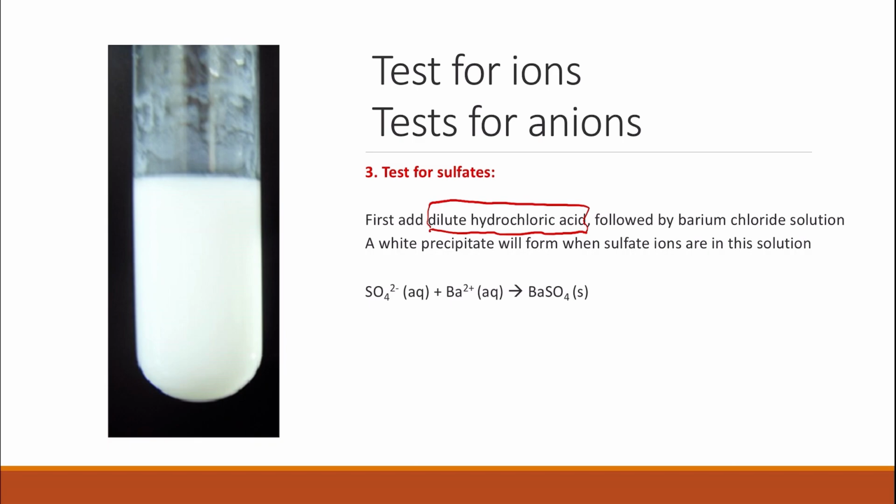So if you have any carbonate and you added barium chloride straight away without adding hydrochloric acid first, you will get a white precipitate of barium carbonate. So you need to add dilute hydrochloric acid that will react with the carbonate and get rid of the carbonate before you can actually test for the sulfate.